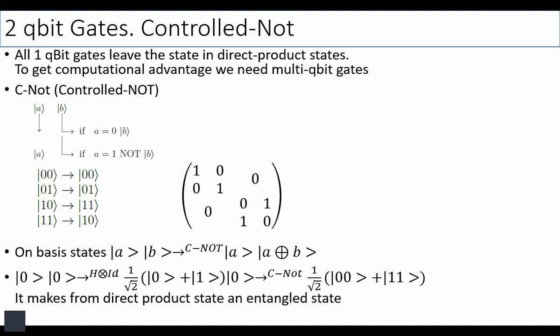So this shows that using this operation, I am able to create states that are not direct product states. I am able to create entangled states. We call entangled those that are not direct product. So now with this gate, I can potentially get a quantum advantage.